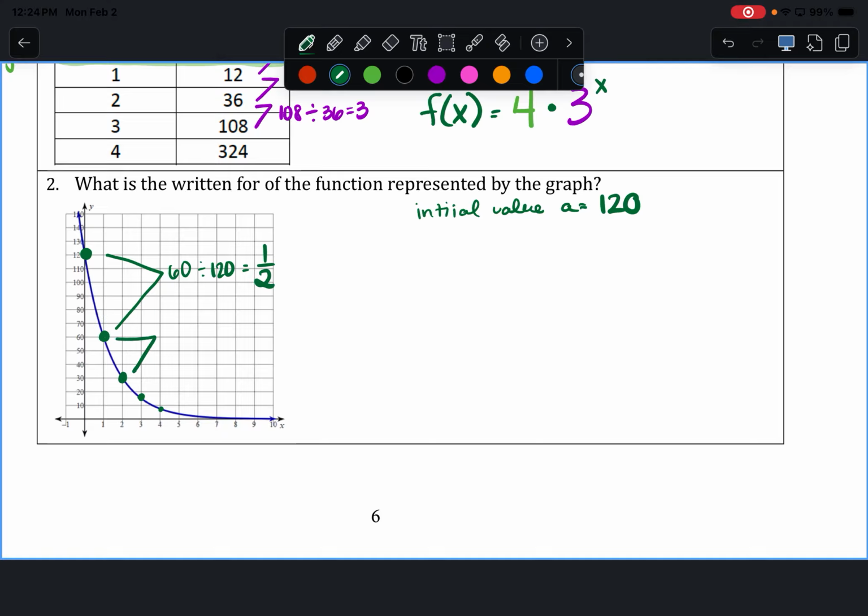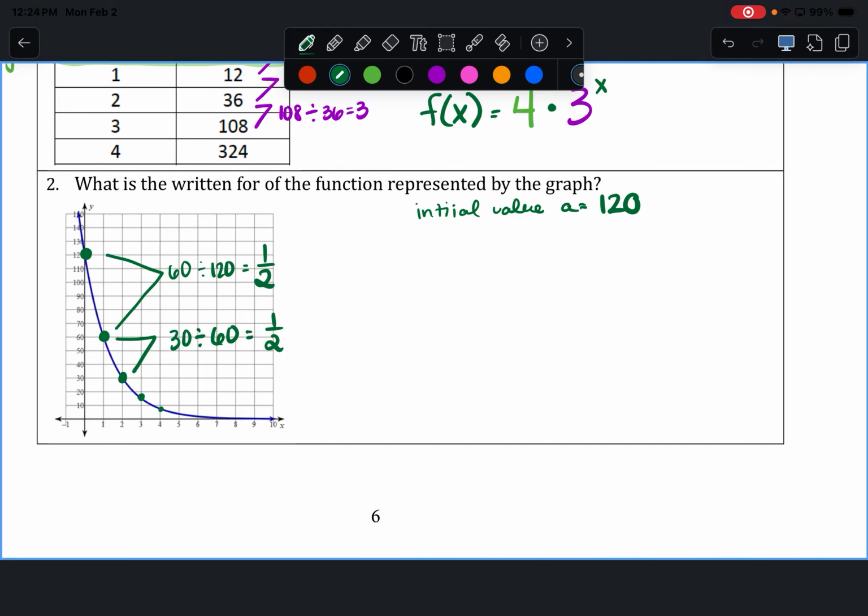Same thing here. It goes from 60 to 30, so 30 divided by 60, which gives us 1/2. It is very important that you divide in the order that it's going up. So like the point at 2 divided by the point at 1, because otherwise it can mess up your numbers. You have to know that 120 is 2 times 60, but we're going from 120 down to 60. So we're going down by 1/2. We're getting cut in half each time.